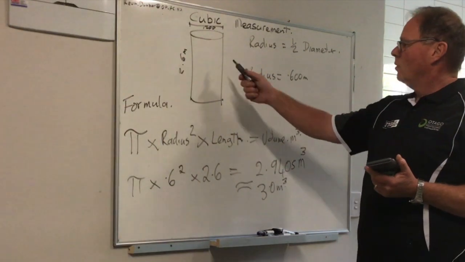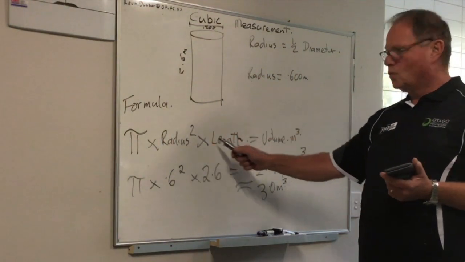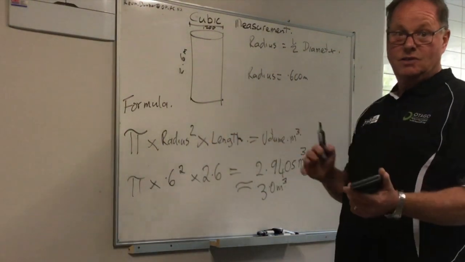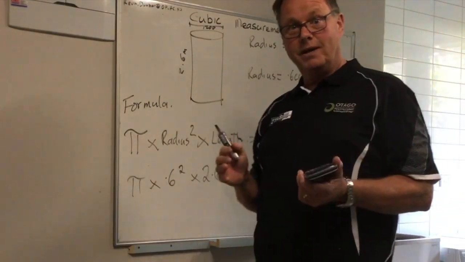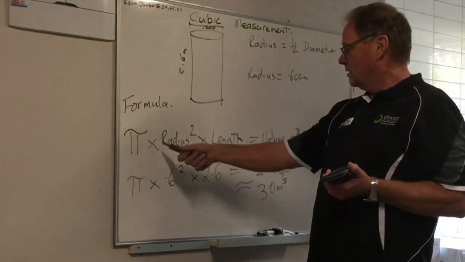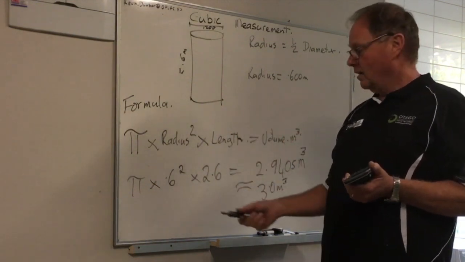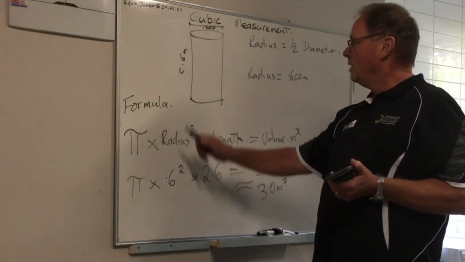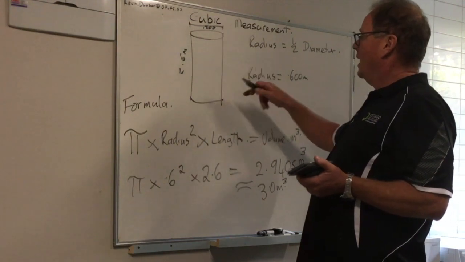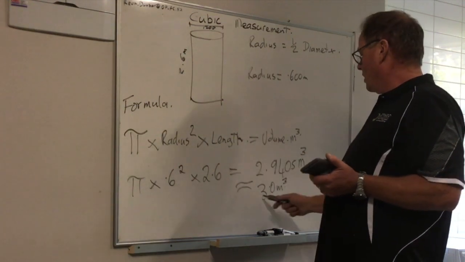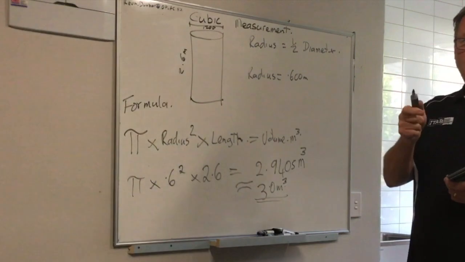Alright, so we've got a formula, pi r squared. Now if you get asked to do one of these in an exercise or in an assignment, then the formulas will be given, so we don't have to remember that. We just need to remember how to apply it. So we'll have our formula, our radius and our length, and then we'll come out with our answer. Alright, well done.